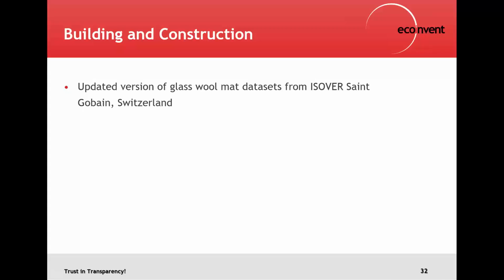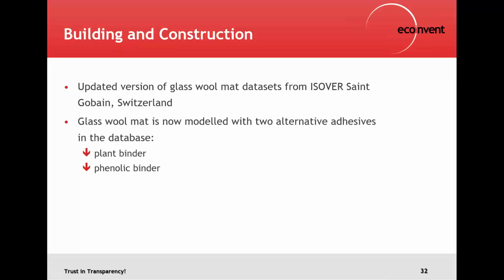Finally, a small addition to the building and construction sector. There has been an updated version of glass wool mat datasets from Isover Saint-Gobain, Switzerland. This is an update done by Werner Umbelt. And the glass wool mat in Switzerland is now modeled with two alternative adhesives in the database. One based on plant binder and the other phenolic binder.